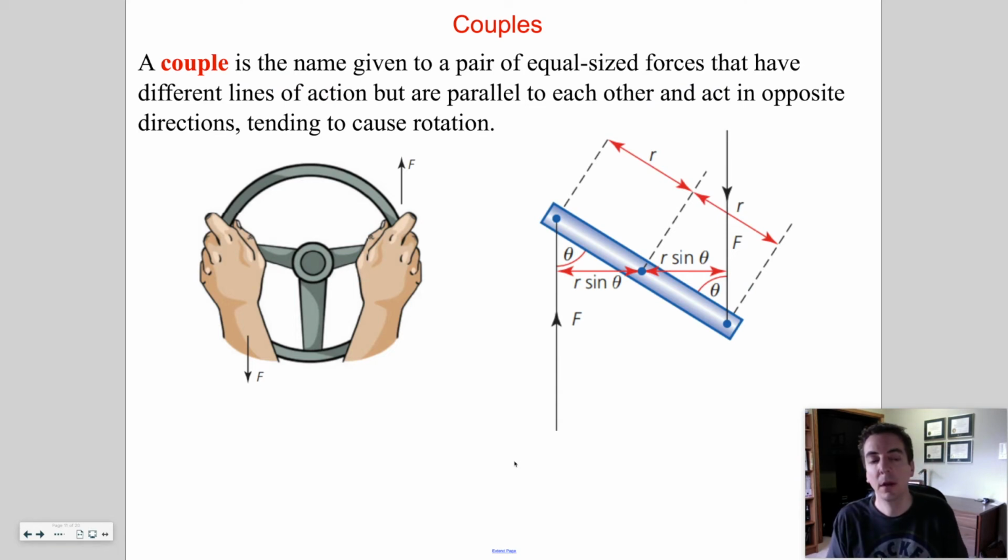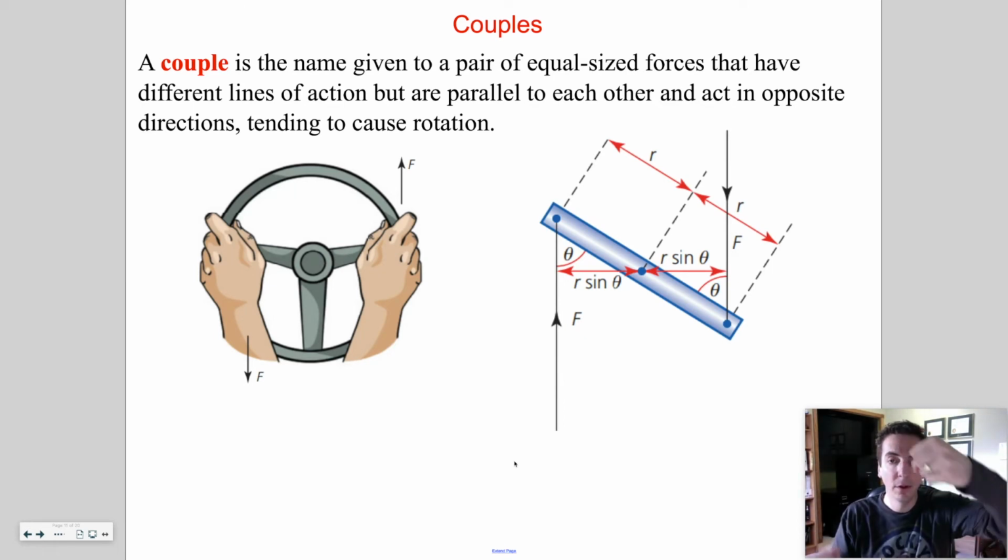Couples. A couple is the name given to a pair of equal-sized forces that have different lines of action, but are parallel to each other and act in opposite directions, tending to cause rotation. So the best example of a couple, you got both hands on a steering wheel, you're like at 10 and 2 or 9 and 3, and you do this to turn the wheel. Well, one hand is exerting a force up on the wheel, like say here, and the other is exerting a force down. So these two forces are parallel to each other, and they're both causing the wheel to turn. So that's a couple.